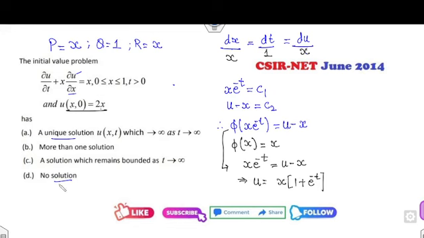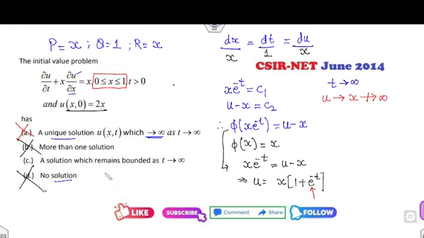That is a unique solution. So no solution will be cancelled, more than one solution cancelled. Unique solution, u approaches infinity as t tends to infinity. So what will happen as t tends to infinity? This value goes to 0, then u will tend to x. What is the range of x? The x varies from 0 to 1. It can never go to infinity. The first option is cancelled.